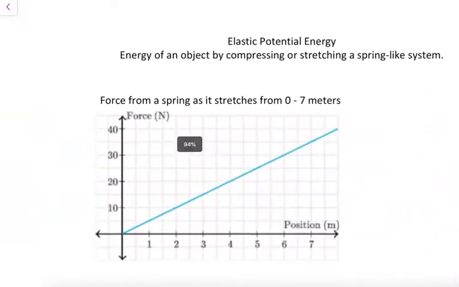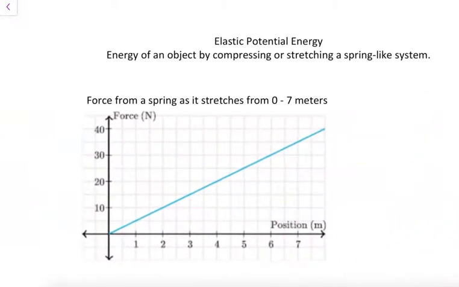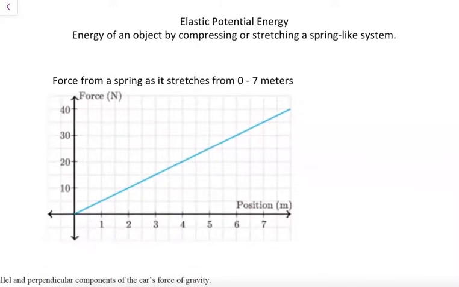So we have elastic potential energy, which is the energy of an object by compressing or stretching a spring-like system. I give an example because this relationship is really F is equal to k delta x. And there's a negative in there, but they kind of disregard the negative in this case. But we don't need to worry about that. We just need to worry about how can I solve for an energy if a spring is compressing or stretching between, we're going to say, 7 meters somehow.